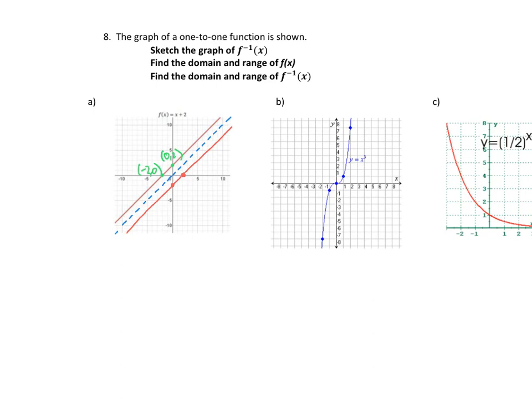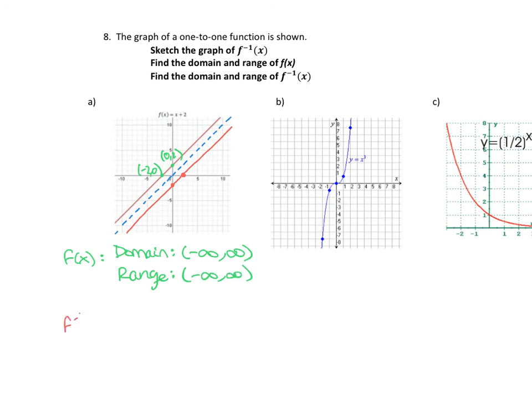Next, it asks us to find the domain and range of f of x. Well, from here, it looks like these lines are going on and on forever. So for our original function, let's do that here, f of x, the domain is from negative infinity to positive infinity because there's no break in our x values. And our range, bottom to top, also doesn't seem to be any breaks. So it's from negative infinity to positive infinity.